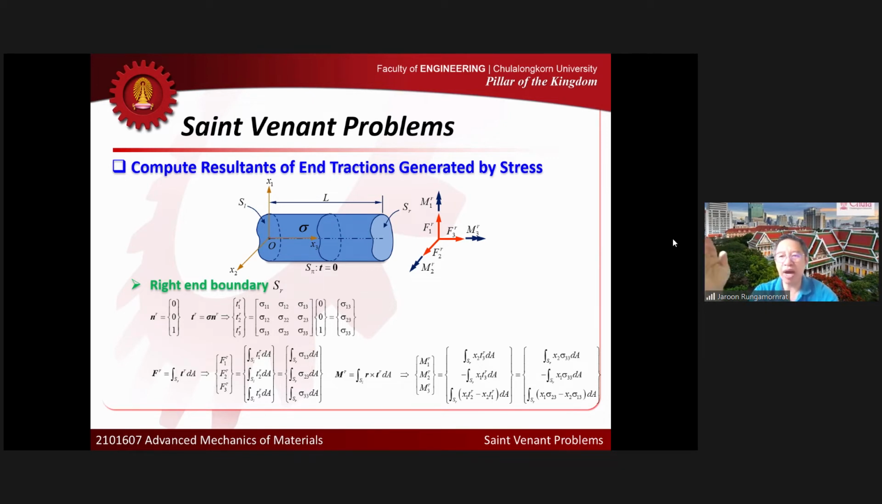So here we try to simplify things. If the body is long enough, we have the interior zone, and we don't care much about the solution at the end zone. If that is the case, the Saint-Venant principle allows us to change that original boundary value problem to a simplified one. We just deal with the net forces and moments at both ends instead of dealing with the traction directly. That's the reason why I have to be able to convert stress and also the prescribed traction at both ends into net forces and moments.